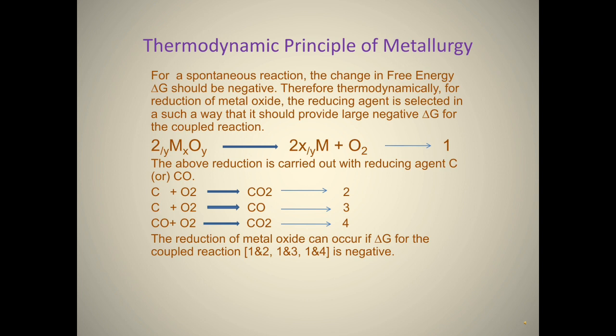For that, I have written here 4 reactions. First reaction, metal oxide. Here the metal is M and O is oxygen. The oxidation state of oxygen is given as X and the oxidation state of metal is Y. So when the crisscross method is applied here, we get MXOY. In the reactant side, first of all you see 2 by Y. It is for balancing purpose that they give us 2 by Y.